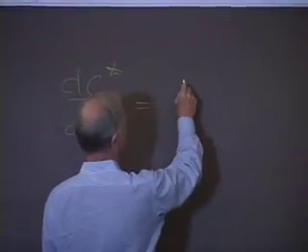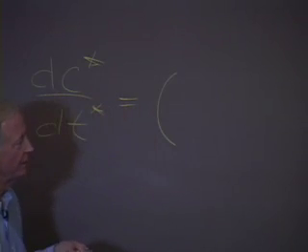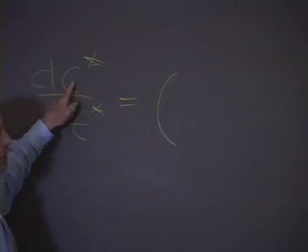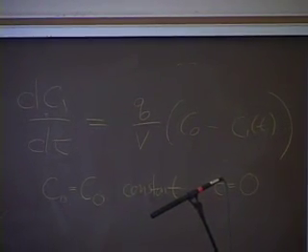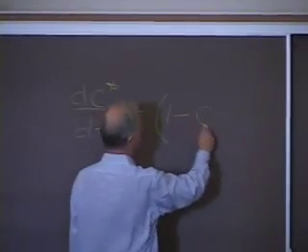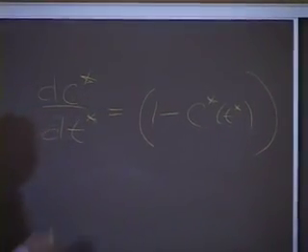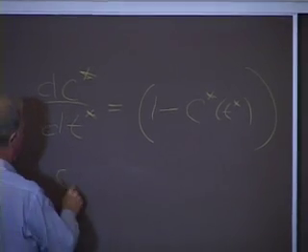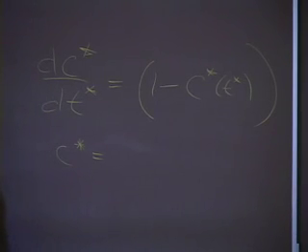What do you think it would be? You help me with this side. What did I have to divide through to get this? C0, right? So then what does the parentheses become? 1 minus what? C star, or t star. And what is the initial condition for C star? Zero.